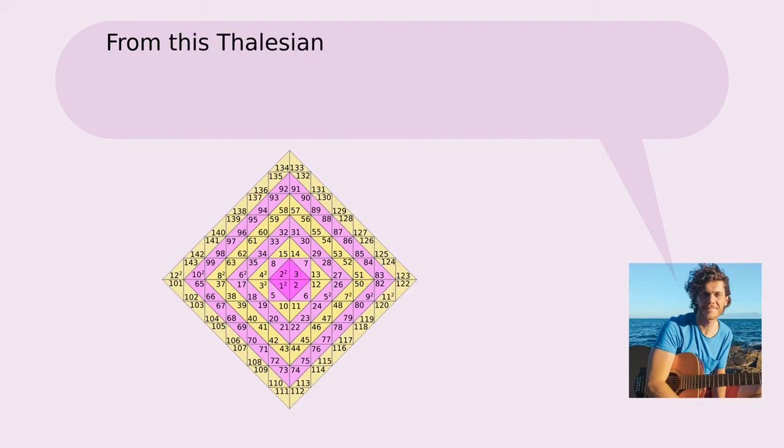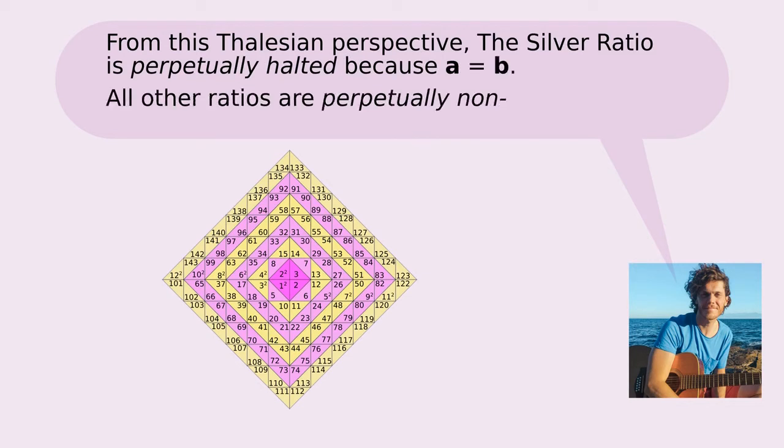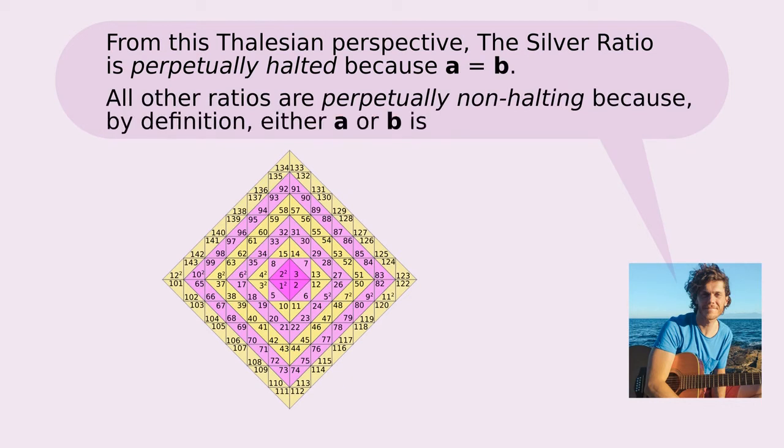From this Thalesian perspective, the silver ratio is perpetually halted because A equals B. All other ratios are perpetually non-halting because, by definition, either A or B is greater than the other.